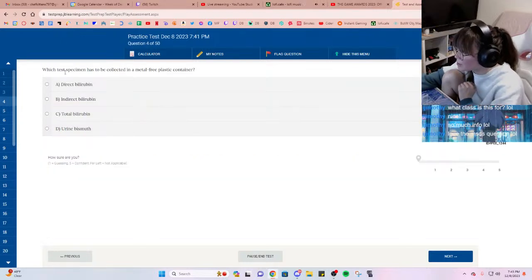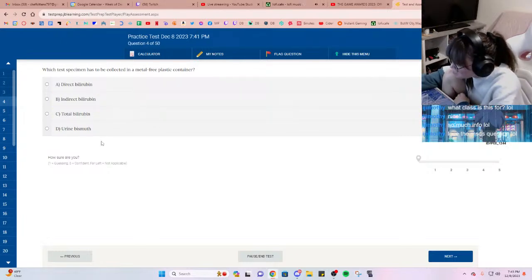Which test specimen has to be collected in a metal-free plastic container? What? I don't know.